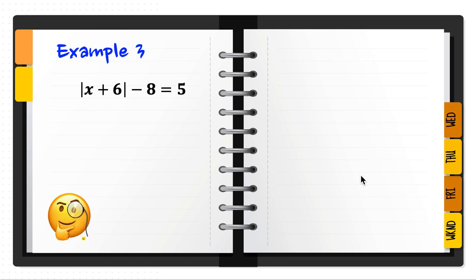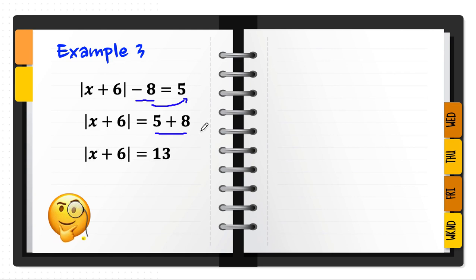So as you can see here, the absolute value is not yet isolated. So what are we going to do with negative 8? We have to move this one on the right side. So that will give us the absolute value of x plus 6 equals 5 plus 8. And we just need to combine these two. So we'll have 13. So the absolute value of x plus 6 equals 13.